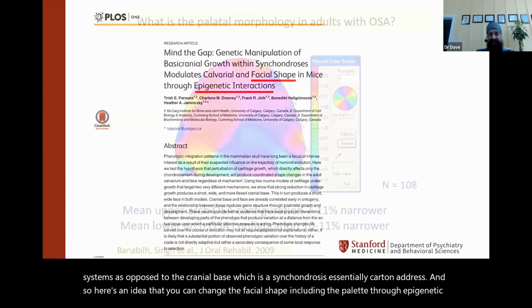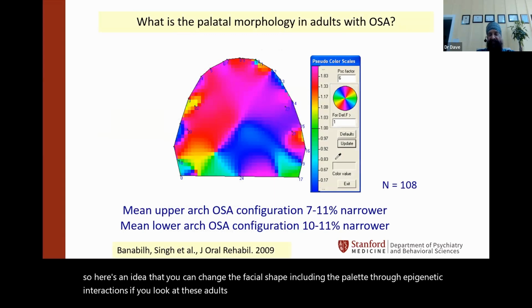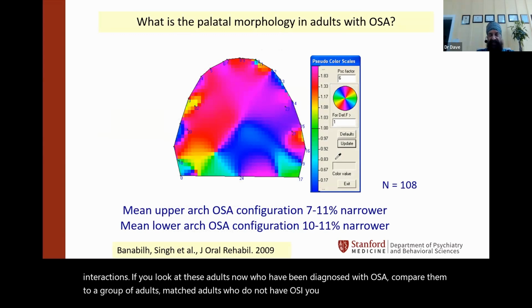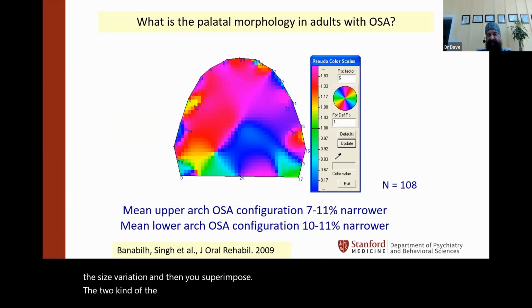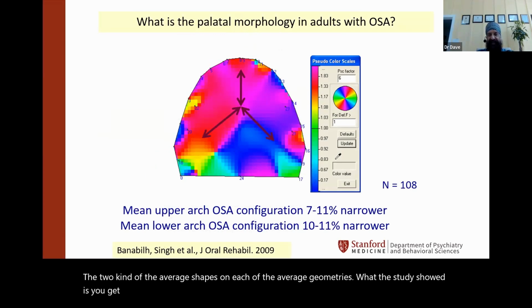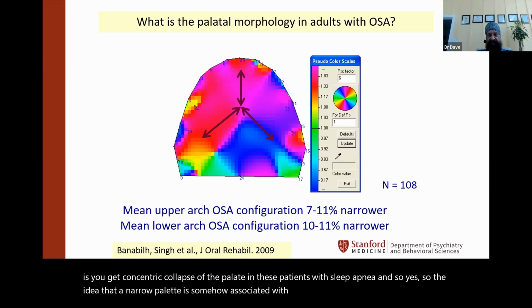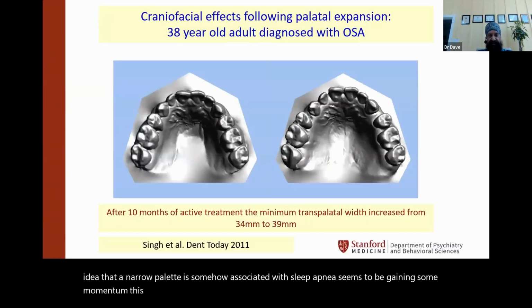If you look at these adults now who have been diagnosed with OSA, compare them to a group of matched adults who do not have OSA, you correct for size so you get rid of the size variation, and then you superimpose the two average shapes on each of the average geometries. What the study showed is you get concentric collapse of the palate in these patients with sleep apnea. And so the idea that a narrow palate is somehow associated with sleep apnea seems to be gaining some momentum. This is a case study that was published a while back.